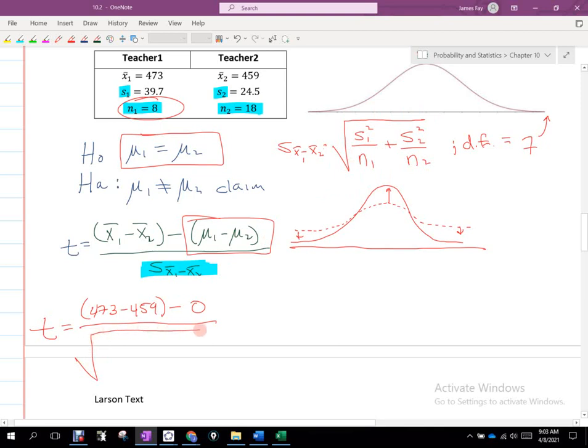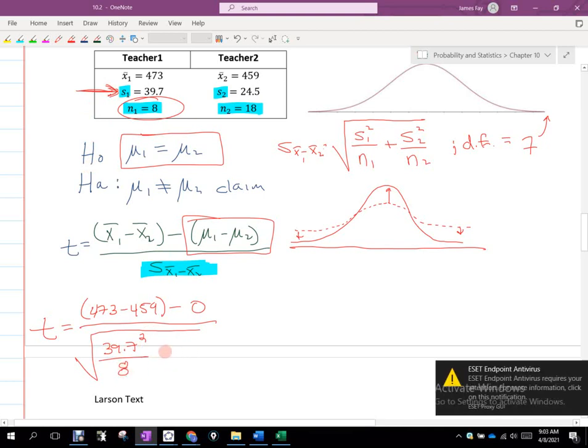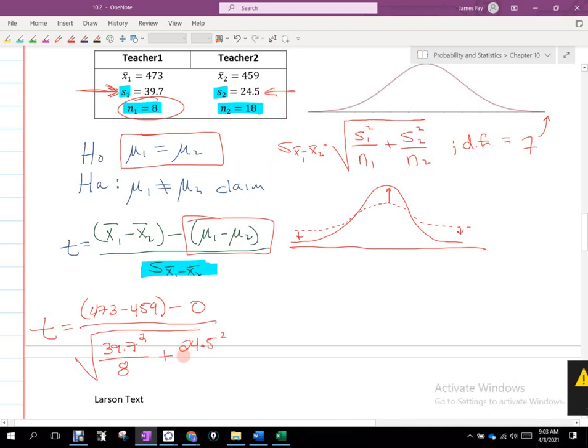Now the bottom is going to be this nasty looking thing, which isn't too bad. We're going to have the variance. Just think about this number: what am I giving you in the table? Standard deviation. So I need to put 39.7 and square that, divide it by 8, because that's the sample size for the first population, plus 24.5 squared, and then divide by 18.